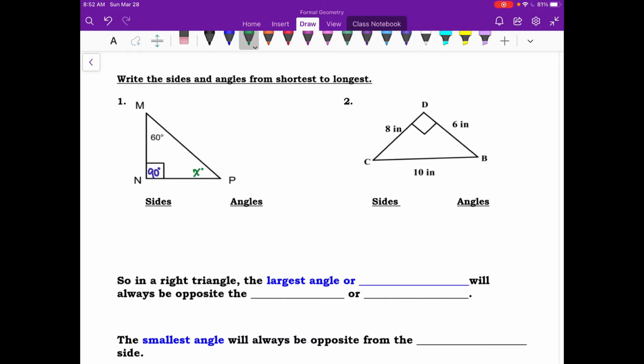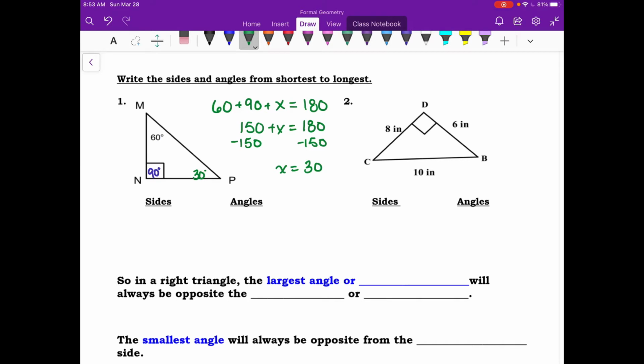Remember in a triangle, all 3 angles add up to 180, so I'm going to go ahead and do that. 60 plus 90 plus my missing angle has to equal 180. Simplify this. 60 plus 90 is 150, plus x is 180. You subtract that 150 over, and you get x is equal to 30. So my missing angle here is 30 degrees.